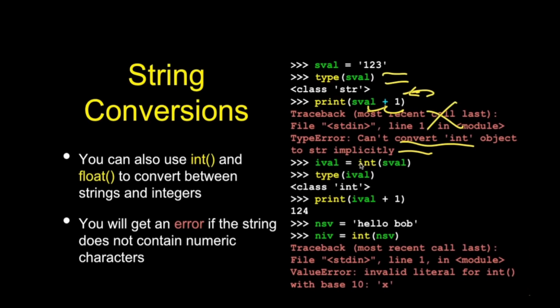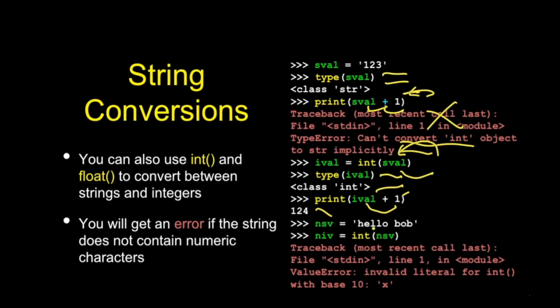But we can convert this. We can call the int function, which is like the float function, and pass a string in. So it says, hey, take this and turn it into an integer. So take the input of sval, which is the string 1, 2, 3, and give me back an integer representation of that, which is going to be 123. So we say, what kind of thing do we get back? Well, we got back an integer. We can now add 1 to it and get 124. And so you have to manage the type of things, and you can convert from one type to another.